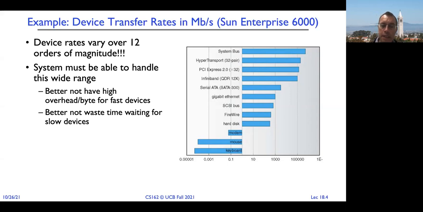So this means you need to have something which works very well when you have high throughput, so the overhead for transfer per byte should be very low. At the same time, if something is very slow, you shouldn't just waste time waiting for the slow devices, right? If something happens once per second, you cannot wait the entire second to get 1 character. Okay.